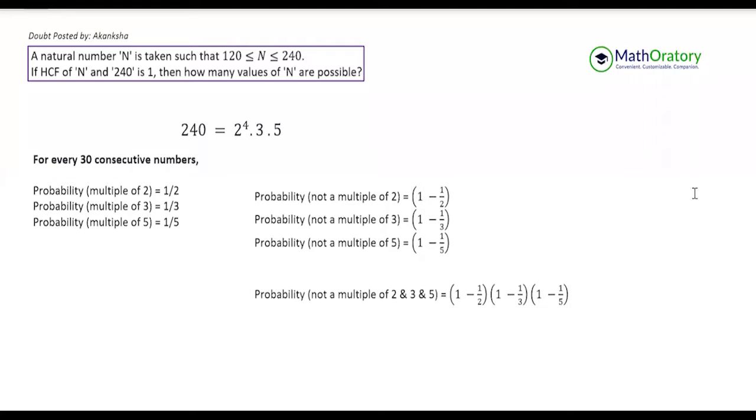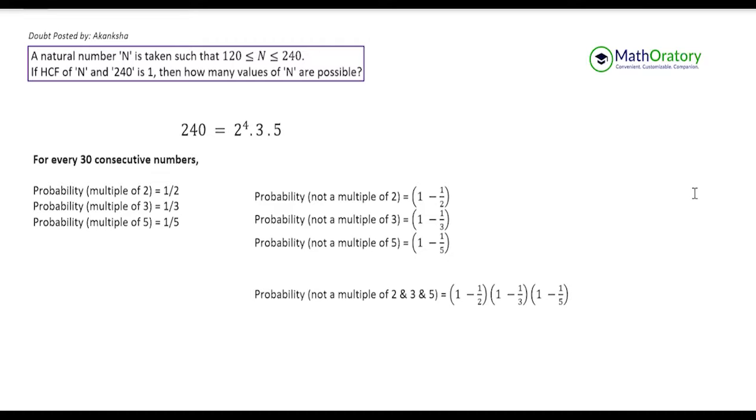So the question is: a natural number n is taken in this range. N is ranging from 120 to 240. When I say from 120 to 240, I'm obviously meaning including both. That is what is mentioned in the question. And the HCF of the number n and 240 is 1. So whenever you have a question like this, HCF is 1.